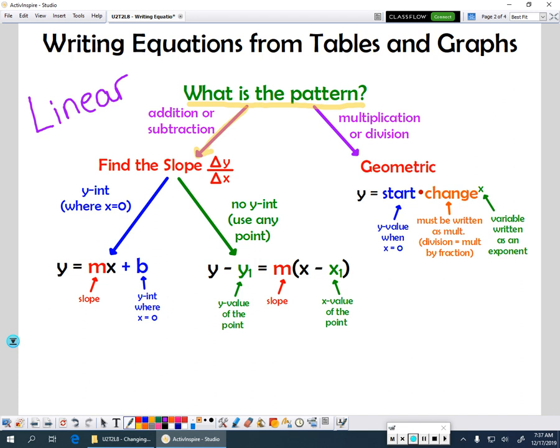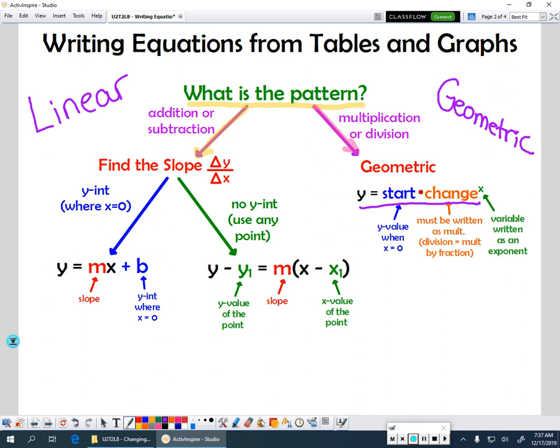Now, if you have a multiplication or division pattern, then you're going to follow this path over here. For multiplication or division, that's when you've got a geometric sequence. And when you have a geometric sequence, we can't write a linear equation. You have to use your explicit rule to do that. So that's the first decision you're going to make. Okay? If it's geometric, you've only got one option. Okay, that's your type of equation.